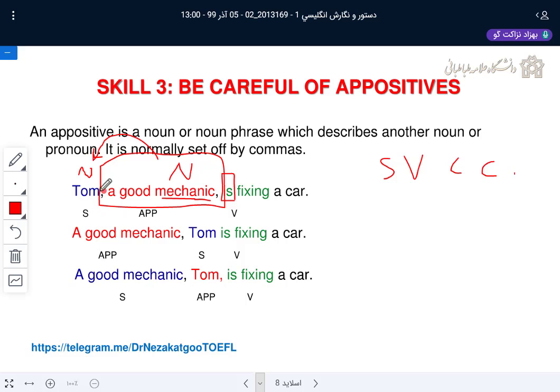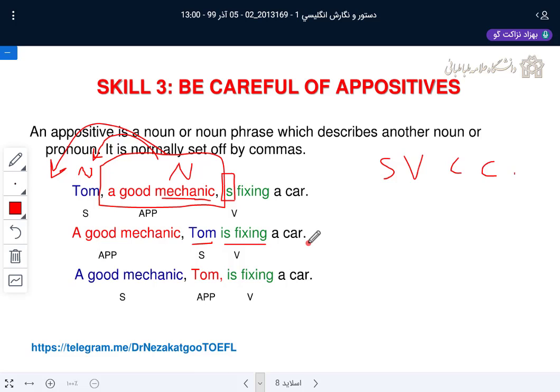That is why we need to set it up with two commas. If we drop one of these commas, the sentence is wrong. Tom is the subject, so we can actually keep it as close as possible to the verb. So an appositive can advance to the initial position. So: a good mechanic, comma, Tom is fixing a car.